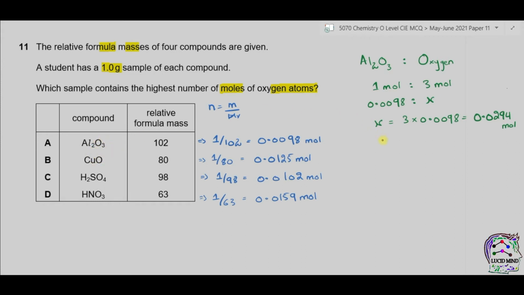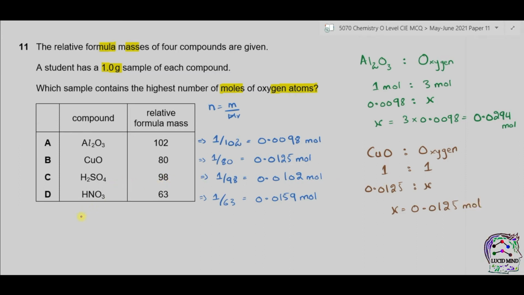Similarly, for copper oxide, we can write the ratio. One mole of copper oxide contains 1 mole of oxygen, as in the formula we have 1 atom of oxygen. So for 0.0125 moles of copper oxide, we have X moles of oxygen. By cross multiplying, the number of moles of oxygen atoms is also similar.